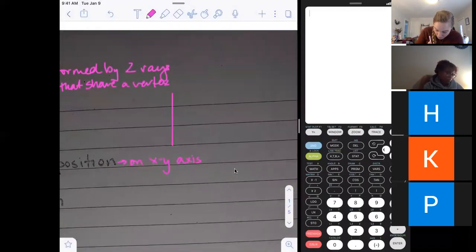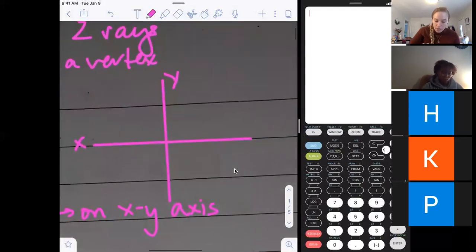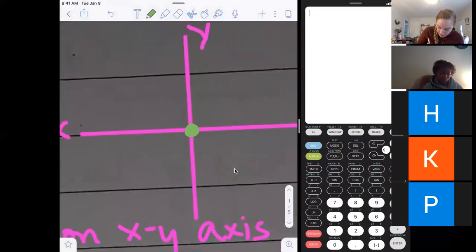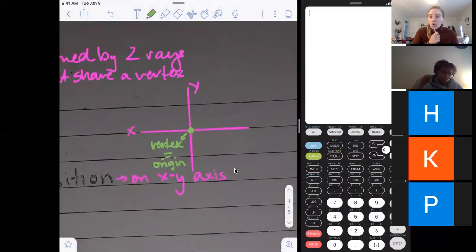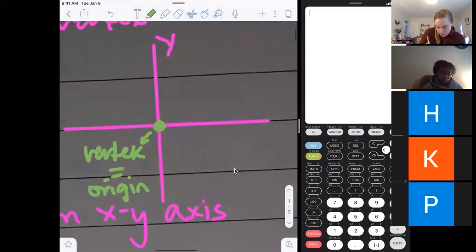So let me draw. That's your X and your Y axis. Your vertex of your angle is always going to go on the origin. So in standard position, your vertex is where your origin is, so (0, 0). One of your rays is always going to go on the positive X axis. It's just going to lay nicely right here. One of your rays will always lay right there.